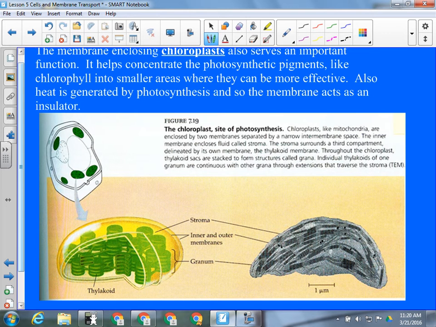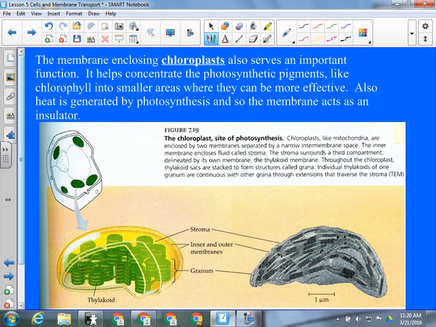Next one. Chloroplasts. We're only going to find them where? Plant cells. Some protists as well, but okay. Their main job, carry out photosynthesis. That's their job. They've got to carry out photosynthesis, make energy for the plant cells. So big job for those.